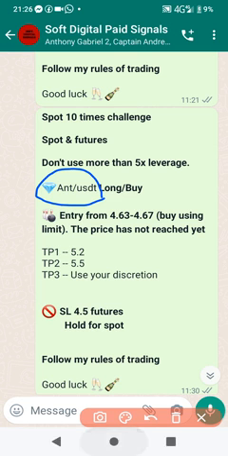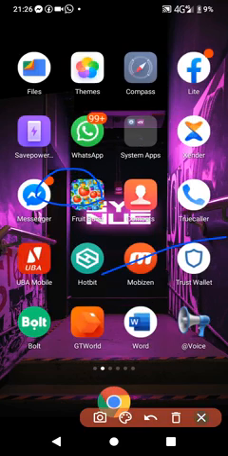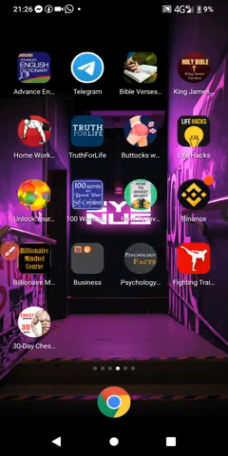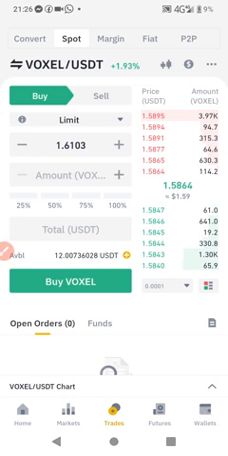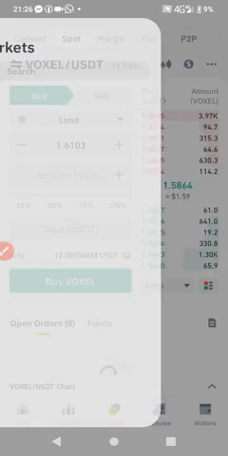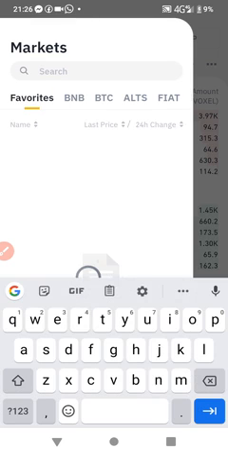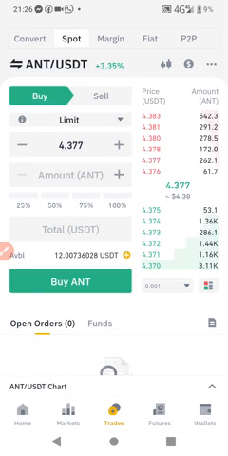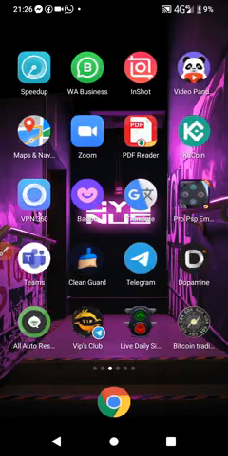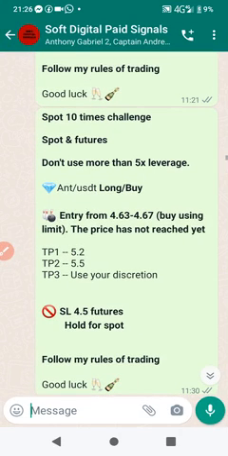Okay, you go to your Binance app. Let me go to my Binance app. You go to your Binance app, and you quickly search for ANT/USDT. You search for ANT, you see it will come out. So you click on the ANT. It is your ANT now. That's how to search for the coin. That's all. Okay, the next thing we are going to look at, what's the next thing there?